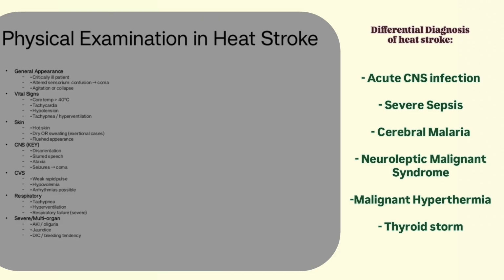Coming to the physical examination of a patient in case of heat stroke, the general appearance of the patient is a critically ill patient, altered sensorium, confusion is there, the patient may be in coma. Then agitation or collapse. Vital signs, the core temperature will be above 40 degrees Celsius, tachycardia, hypotension, there may be tachypnea and hyperventilation will be there. Then skin will generally be hot. It may be dry in classical heat stroke, while there may be sweating of the skin in exertional heat stroke. The skin will have a flushed appearance.